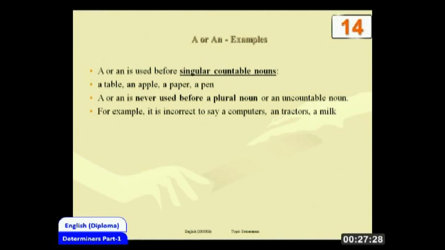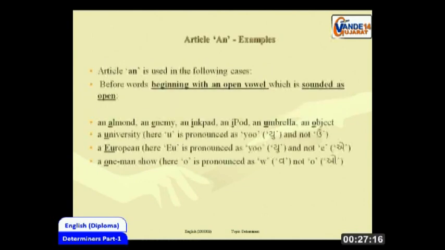A milk? Milk is an uncountable noun. It cannot be counted, and that's why it is incorrect to say "a milk". Now let us see the examples of article AN. First of all, let us make it clear, when should we make use of article AN?